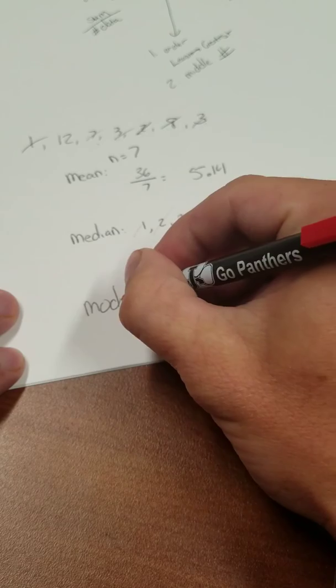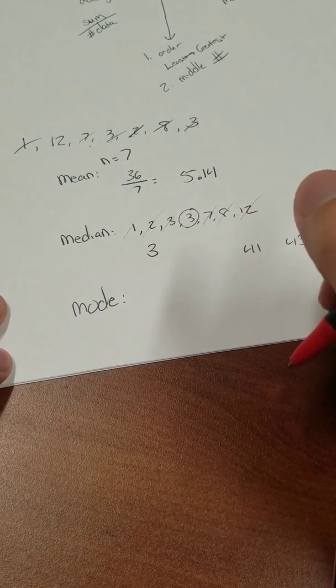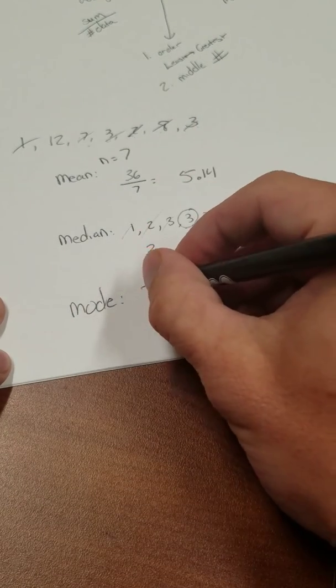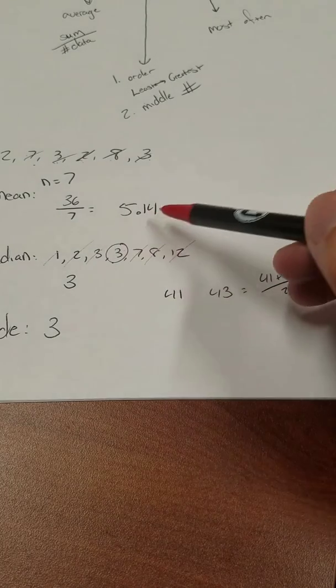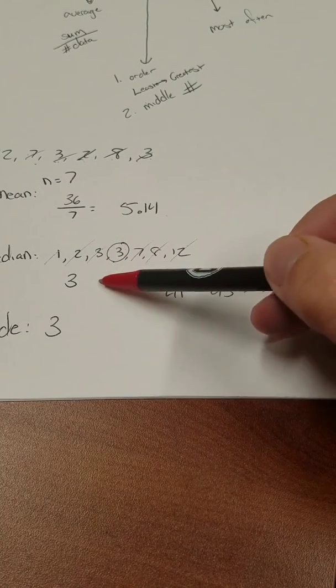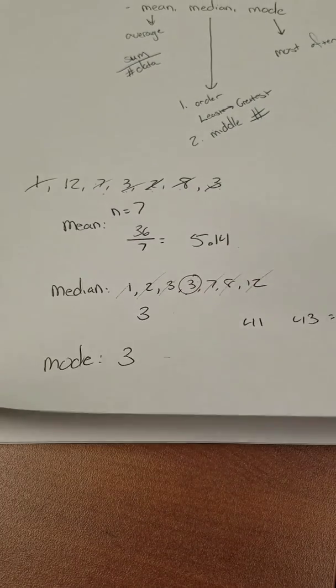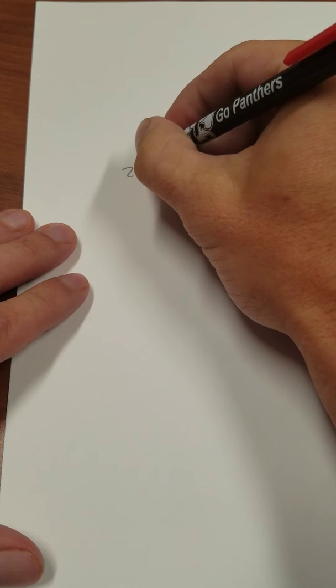Mode, well, the number that occurs the most. 3's occur the most, so 3. So the mean for this problem set is 5.14, median is 3, mode is 3. Now, what I'm going to need you to do is find the measure of central tendency for this data set.